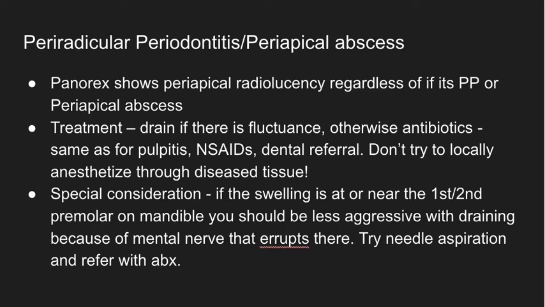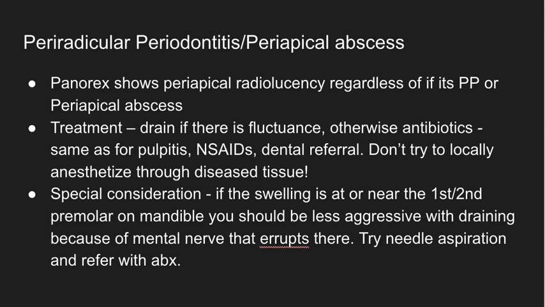Treatment, if there is fluctuance like we talked about, so it's eroded through the bone, then you can drain it. Otherwise, you're going to use antibiotics in the same regimen as for pulpitis. NSAIDs for pain control. You could try dental blocks. If you are draining it, don't try to anesthetize through the diseased gum tissue. Do a block.